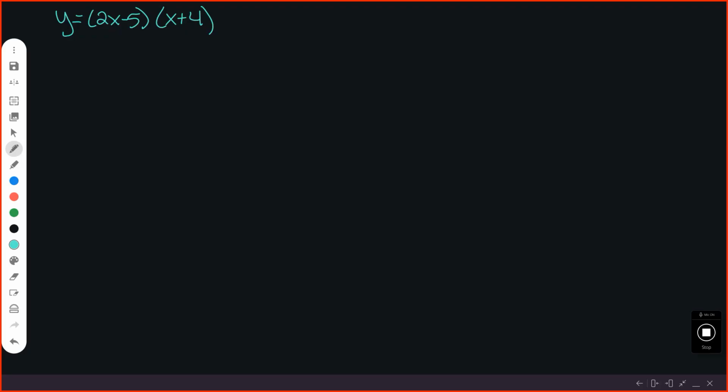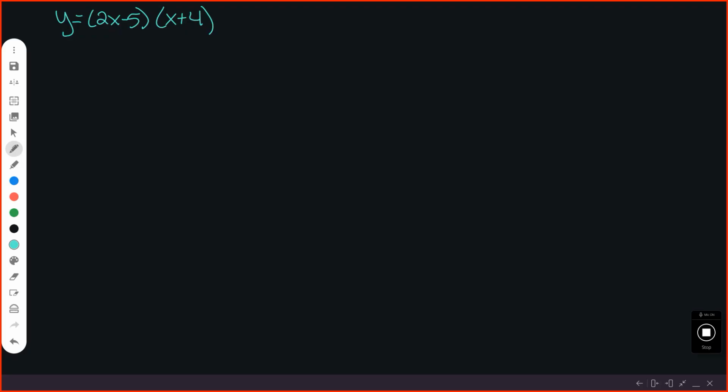I'm going to find the y-intercept, I'm going to find the x-intercept, I'm going to find the axis or line of symmetry, then use that to find the vertex. And then I'm going to use the line of symmetry and the y-intercept to find a fifth point, plot and sketch the graph. So those are the steps I'm going to go through on every single problem.